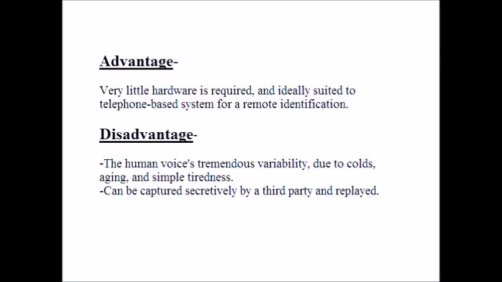Advantages of voice recognition are that it takes very little hardware and is ideally suited to telephone-based systems for remote identification. Its disadvantages include that the human voice has tremendous variability due to colds, aging, and simple tiredness, which affects the authentication. Also, it can be captured secretively by a third party and replayed.